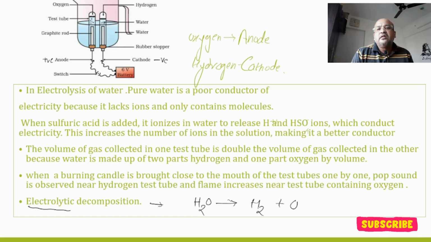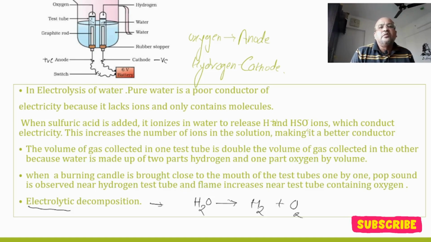Hydrogen and oxygen, right? So water decomposes into hydrogen and oxygen. In electrolysis of water, this is the apparatus. We are taking a plastic mug and putting graphite rods inside. One of them is connected to an anode, and another is called a cathode, connected to a battery, right?